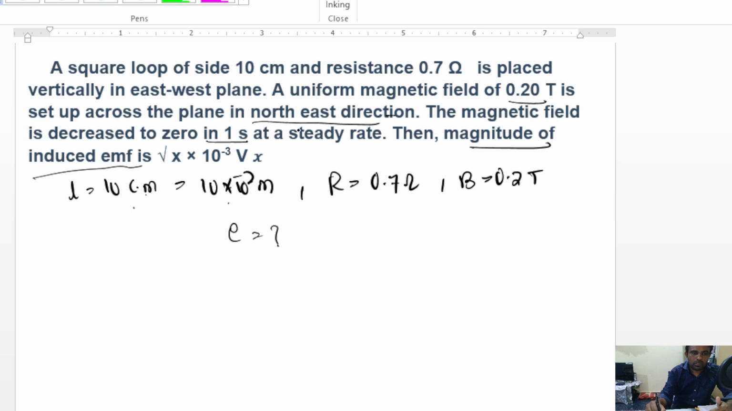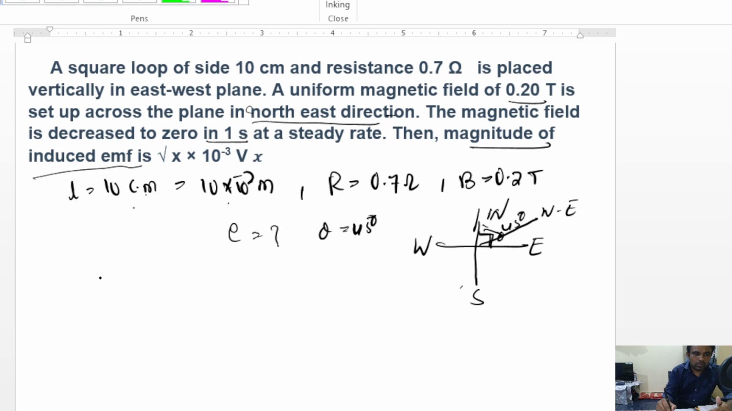So we know that here in the question it mentions northeast direction. So let us draw. It is assumed north, east, west, south. So this total angle is 90 degrees. In northeast means this one is the northeast. So in between the angle is 45 degrees. Total angle is 90 degrees, but in between the north and east, northeast is 45 degrees. So theta is equal to 45 degrees. So from Faraday's second law, E is equal to d phi by dt. So d phi by dt means phi 2 minus phi 1 by t2 minus t1.